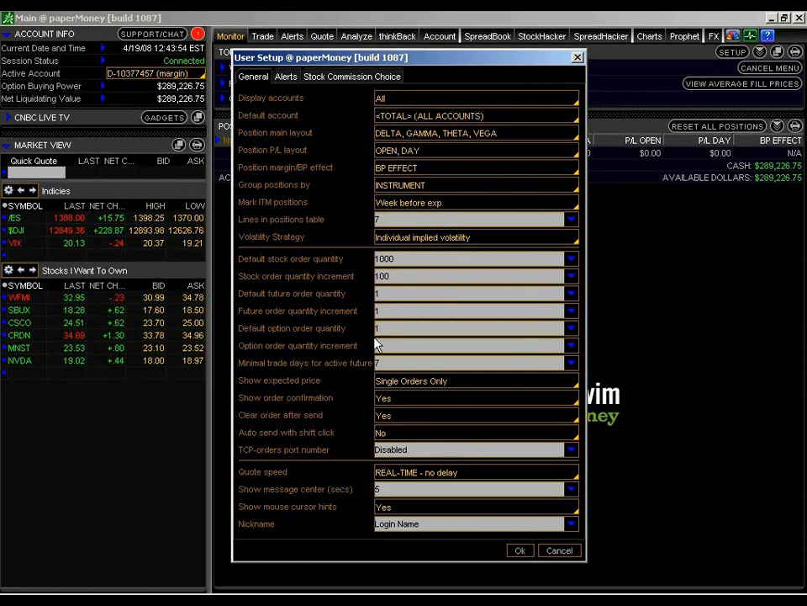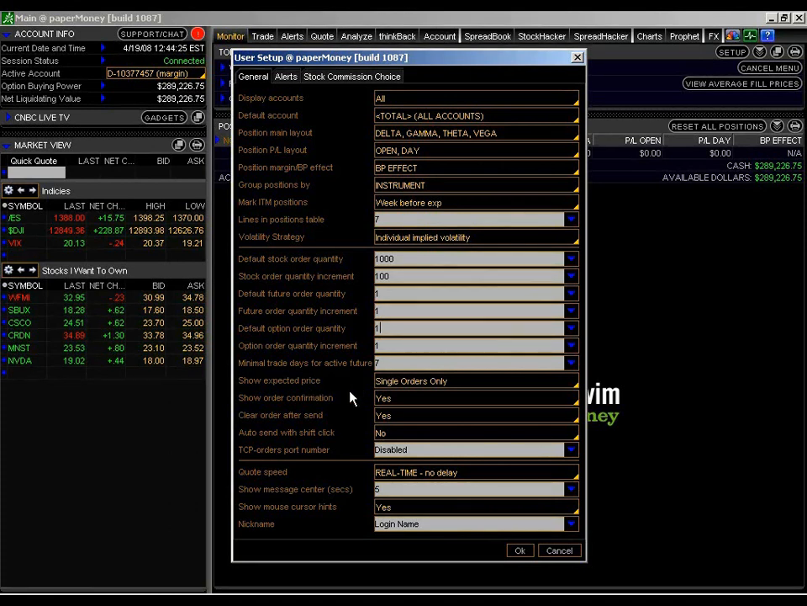You could start out with 1 and 1, so that if you brought up a stock order or an option order, you'd have 1 contract on all of your order entries. And if you toggled that up, then it would have an order quantity increment of 1 contract. So you'd start out with 1. If you toggled it up, it would go to 2 contracts. If you toggled it up, it would go to 3 contracts. And that's the way I suggest you start out.